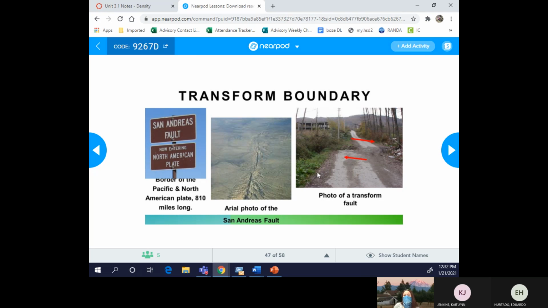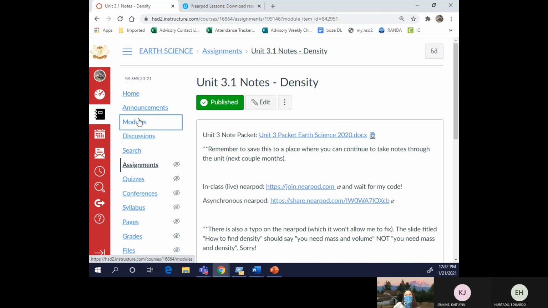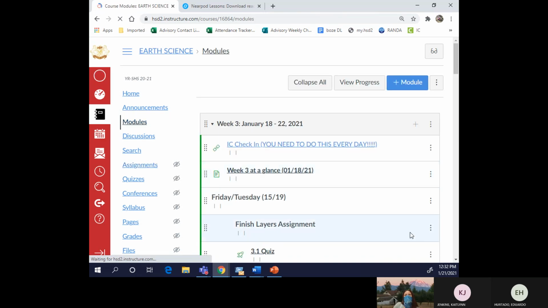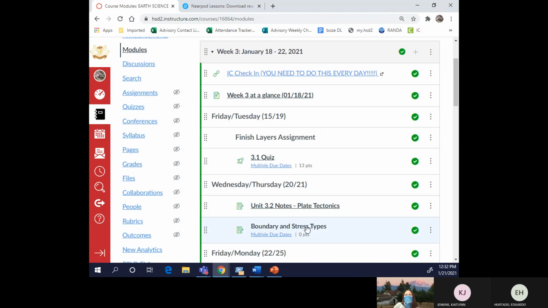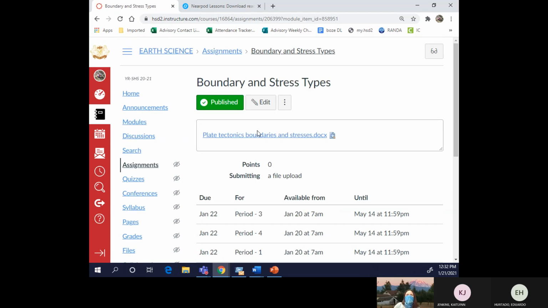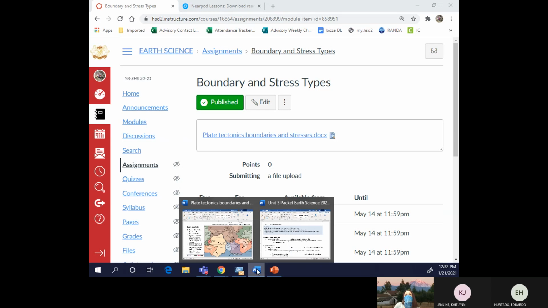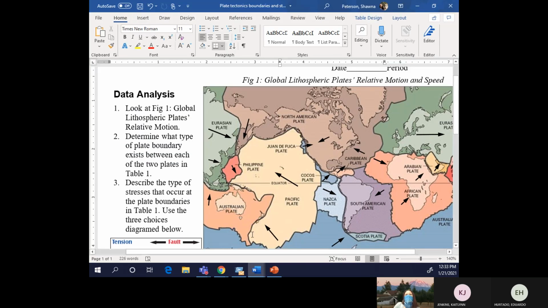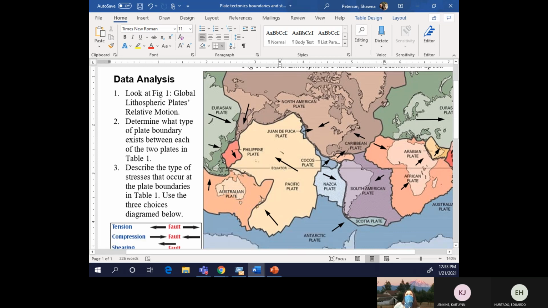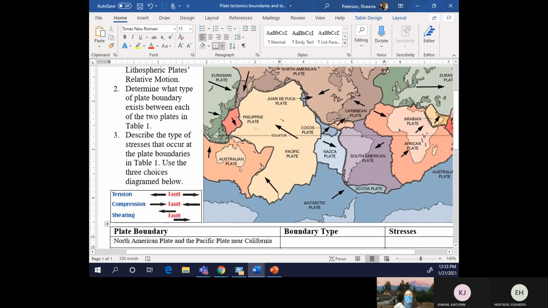So we're going to take a pause here as far as notes go. We'll finish the rest up on Monday. I do want to point out a homework assignment. It's pretty quick, I think it's pretty easy. The boundary and stress types. It looks like this with a picture of all the different plates, and you have to identify, is it convergent, divergent, transform, and then you use this little key right here to tell you the boundary type.